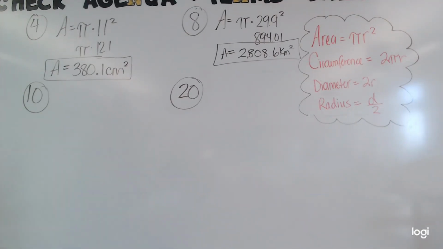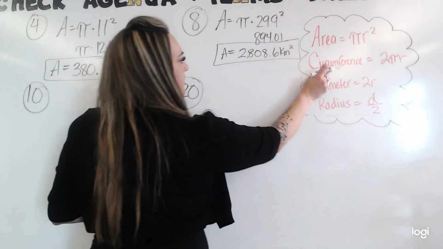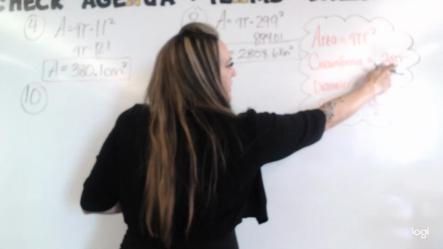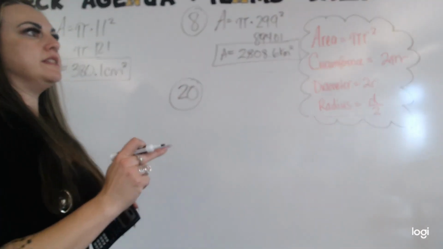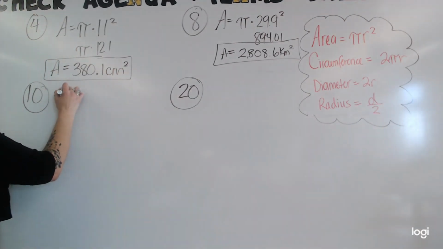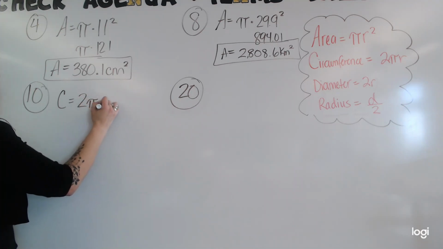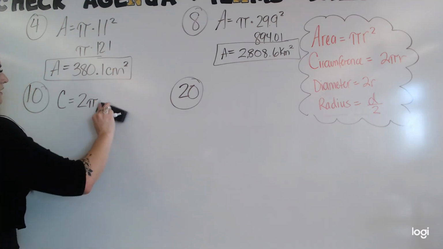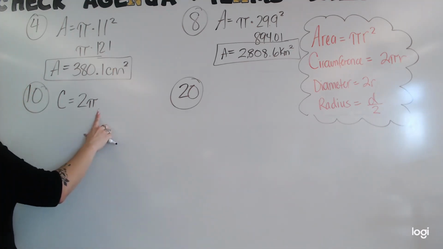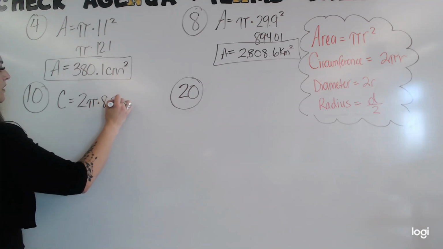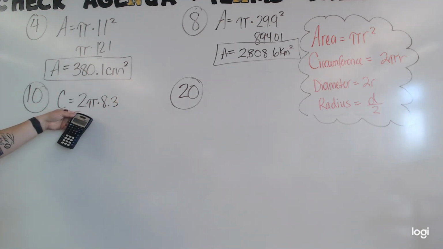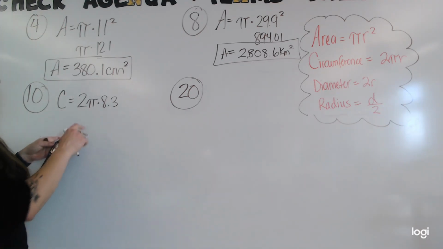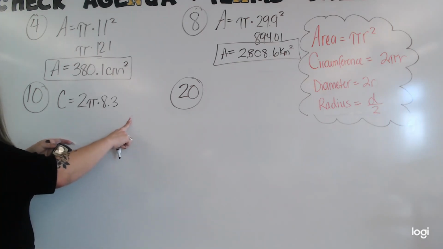Number 10, we want to find the circumference. So now I'm looking here. Circumference is 2 times pi times r, and it's giving us the radius. Circumference is 2 pi r. In this case, the radius for number 10 is 8.3. So this one doesn't matter, right? Order of operations, it doesn't matter which one we do first. It's multiplication all the way across. So we can start at the beginning.